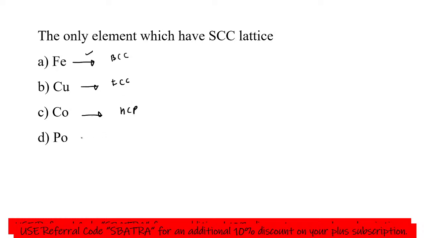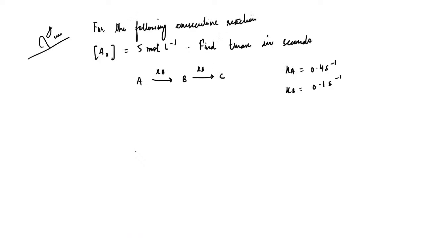HCP cell. Okay. And polonium, which is a very important case in this particular question, because it's the only one that has a simple cubic lattice. It crystallizes in a simple cubic lattice. It's a radioactive metal, so definitely it is very big in size and radioactive also. So it crystallizes in a simple cubic unit cell. Alright, great. So let's go to the next one now.